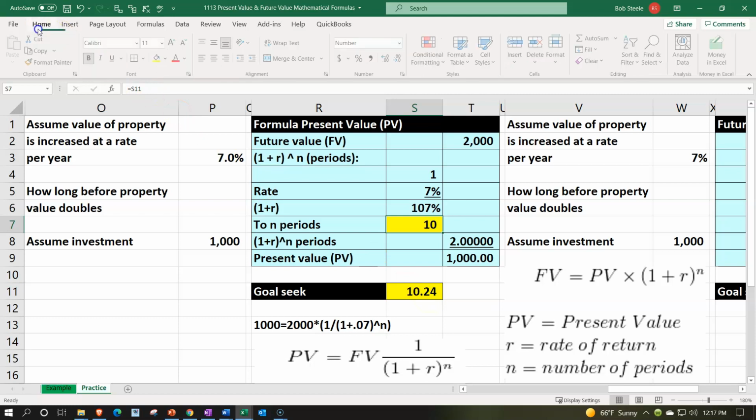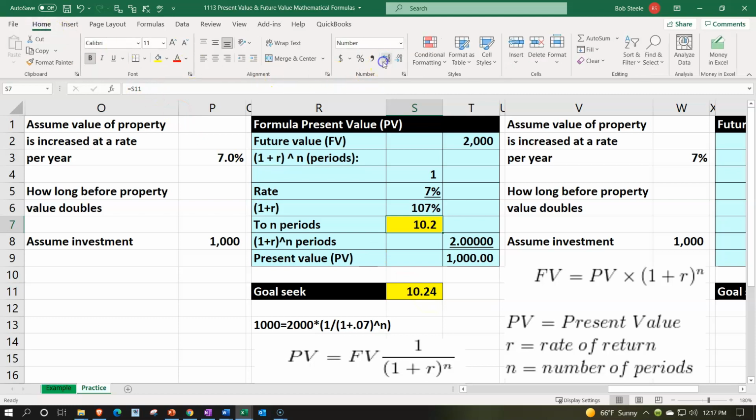So I'm going to go to the Home tab, number group, add a couple decimals, and there we have it. Hopefully you can see, if you had a long formula or you're using functions where you cannot do the algebra, how this goal seek method could work if you set up your table and you're solving for some kind of unknown. Now we can do the same thing for the future value calculation over here.